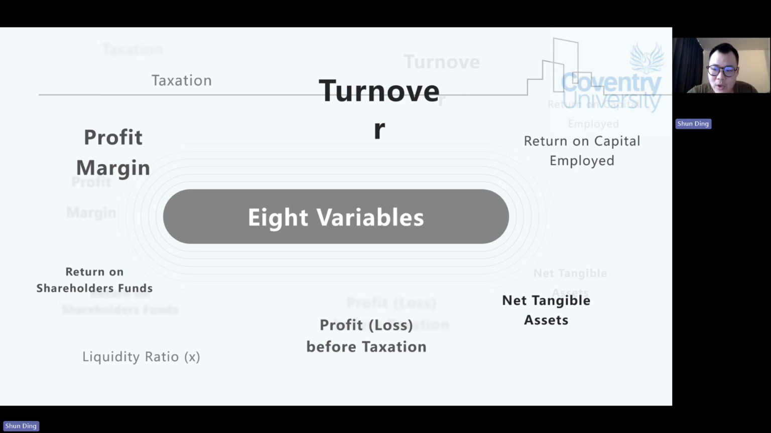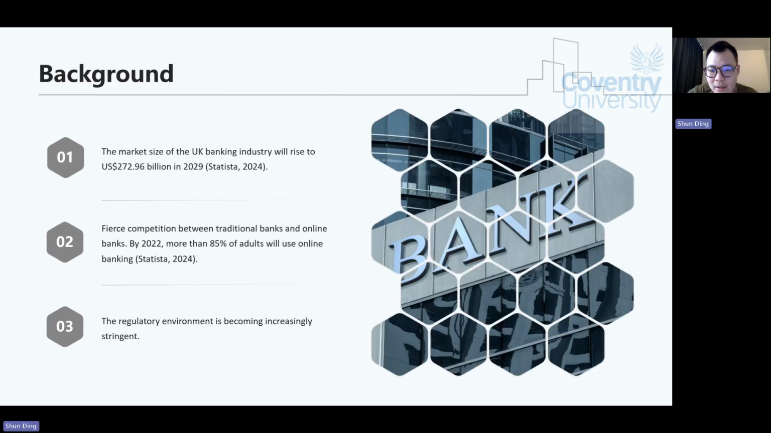8 variables were collected: turnover, profit before taxation, return on capital employed, profit margin, solvency ratio, net tangible assets, return on shareholder funds, and taxation. By showing all the collected data, I have a general understanding of the background of the British banking industry.